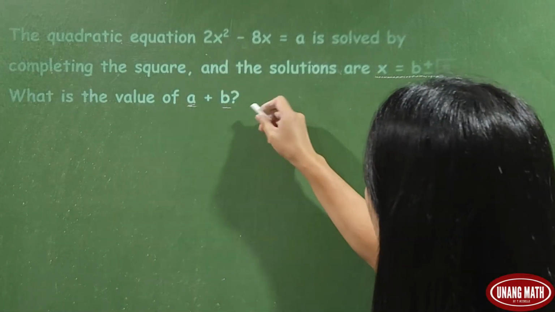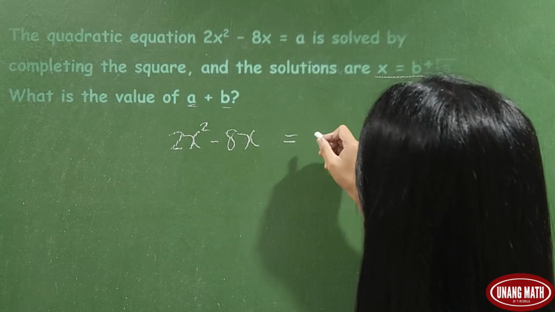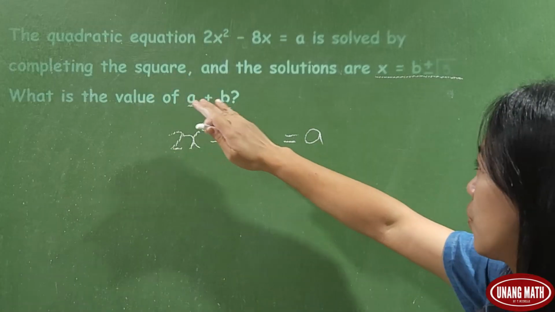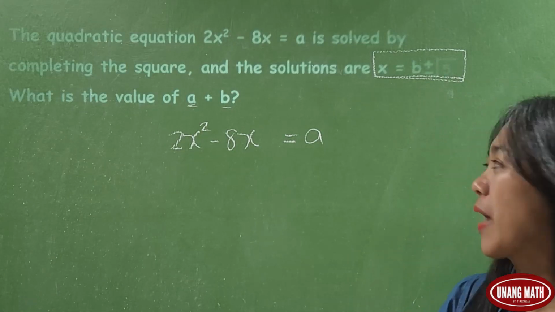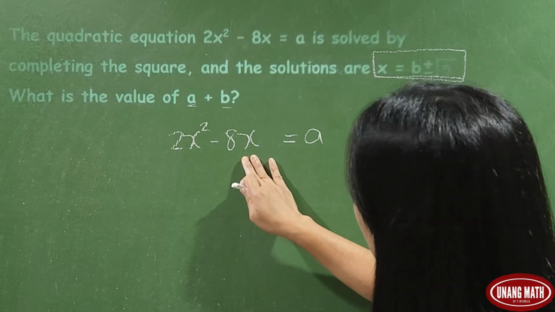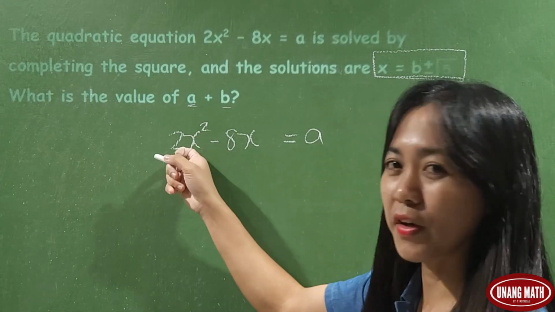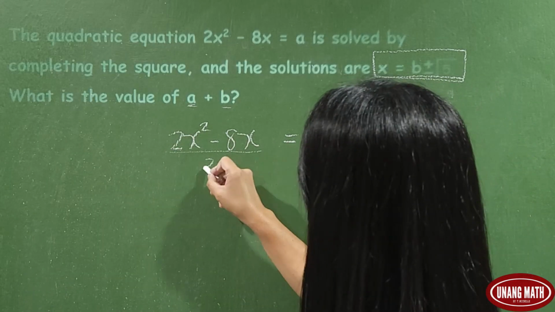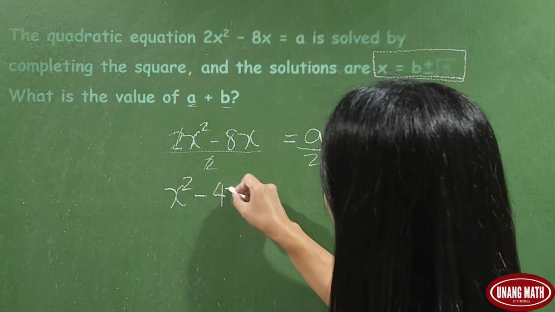Okay, let's get our quadratic equation: 2x squared minus 8x, and this is equal to a. As mentioned here, this is solved by completing the square, and the solution is this one: x is equal to b plus or minus the square root of 5. Okay, so let's do completing the square. In here, 2x squared minus 8x is equal to a. First, we have to make the coefficient of x squared 1. So it means divide by 2. So we have x squared minus 4x.